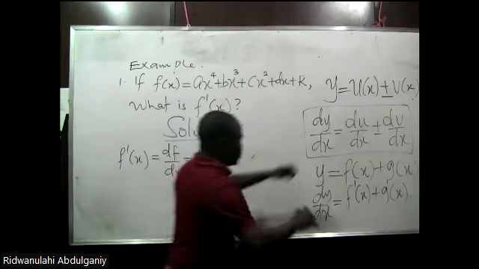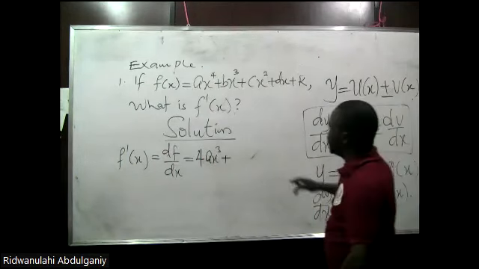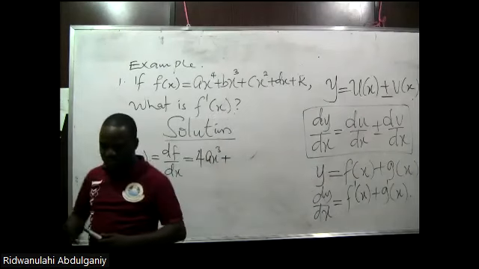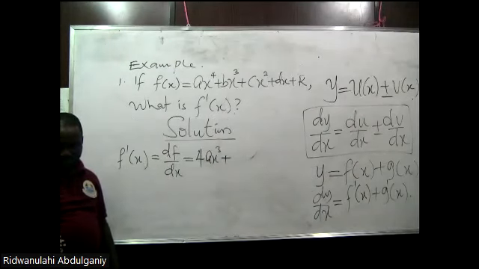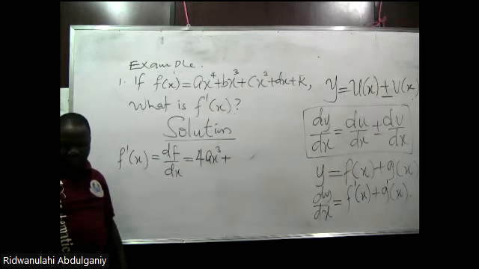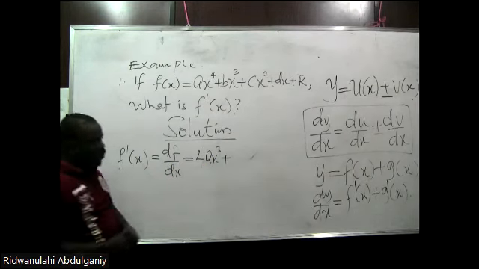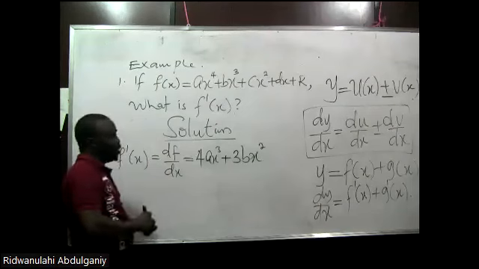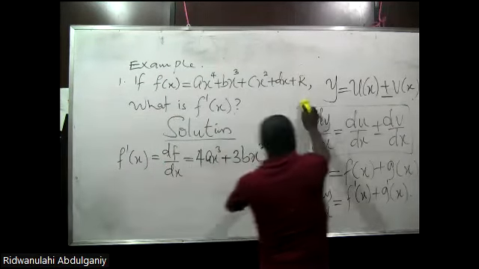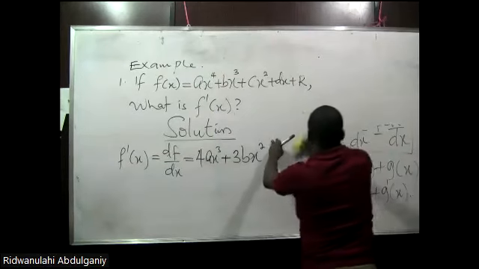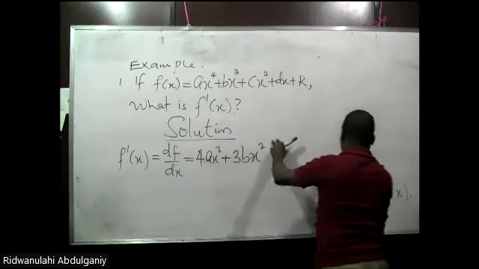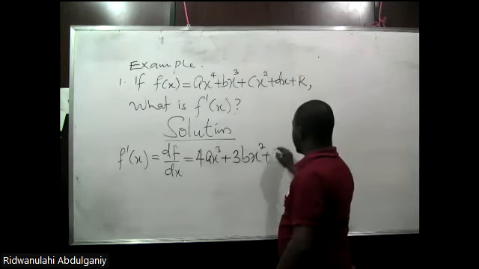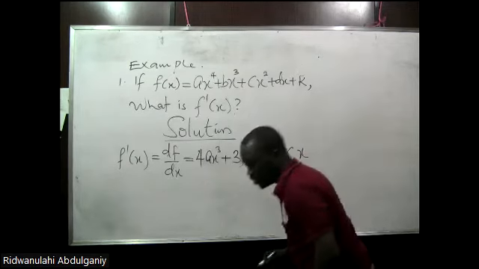Plus, that is the plus you have here. Plus bx cubed, what is the answer? Bx raised to power 3, the answer: 3bx squared. Thank you. What is the answer to the next one? That is 2cx. Thank you.